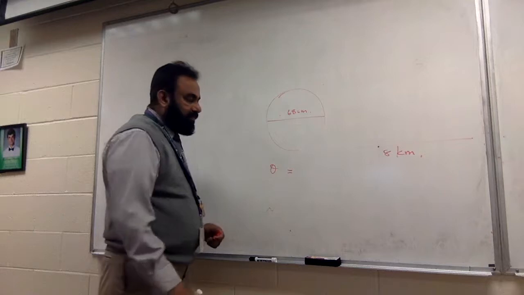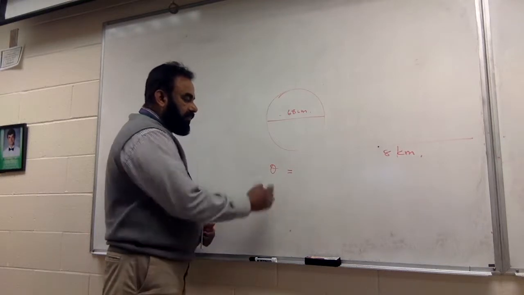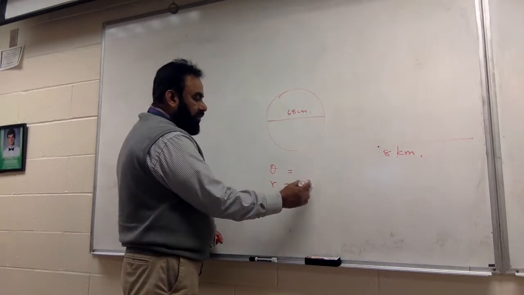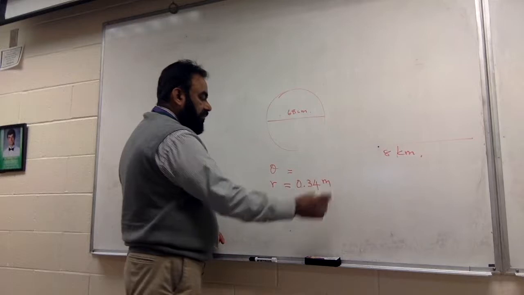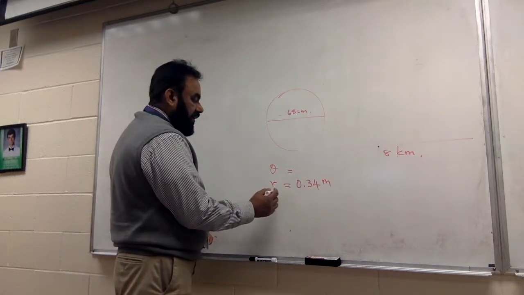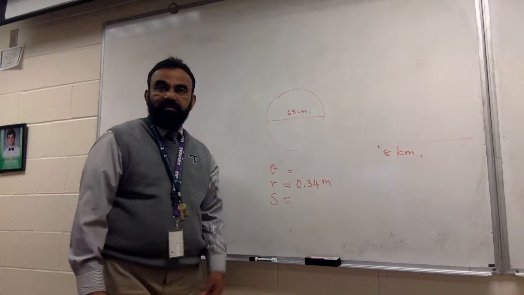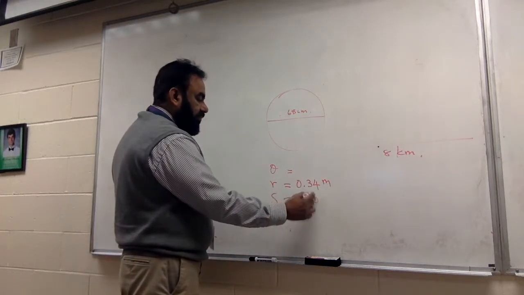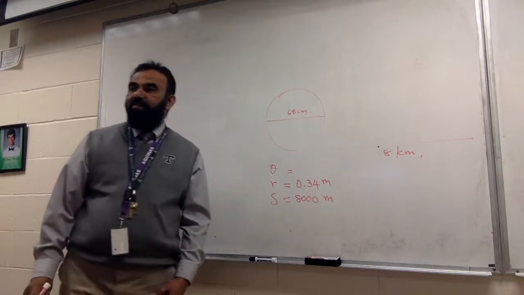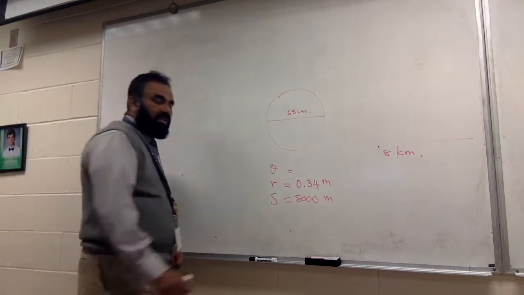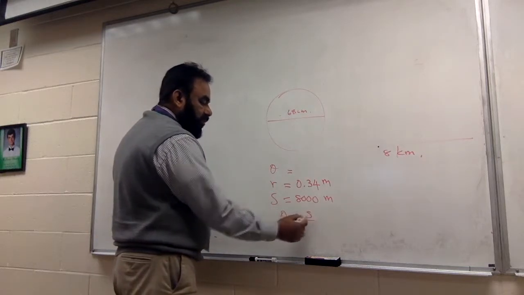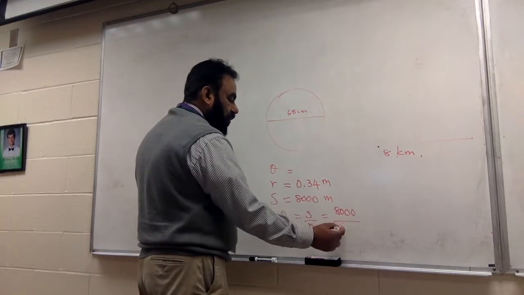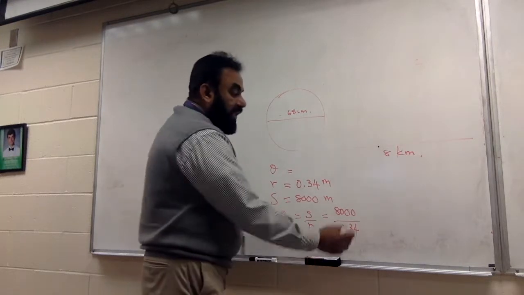So we want theta, and we have the radius. What's the radius? 34 centimeters. Change it to meters. So that's the radius. And you have the arc length, the total length. How much is the total distance covered? 8,000 meters. Again, kilometer is not a favorable unit. So once you have this, you can find theta. Theta is equal to S over R, and that will be 8,000 over 0.34. That will get you the answer in radians.